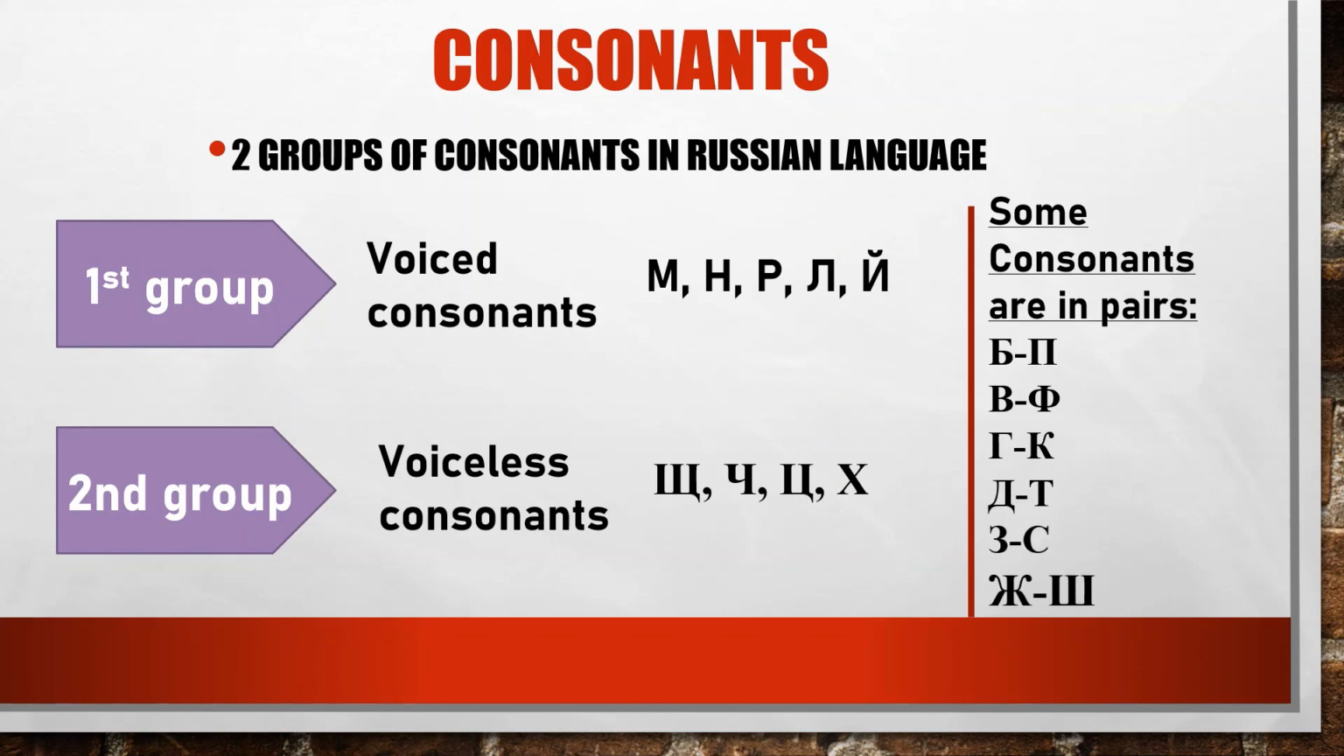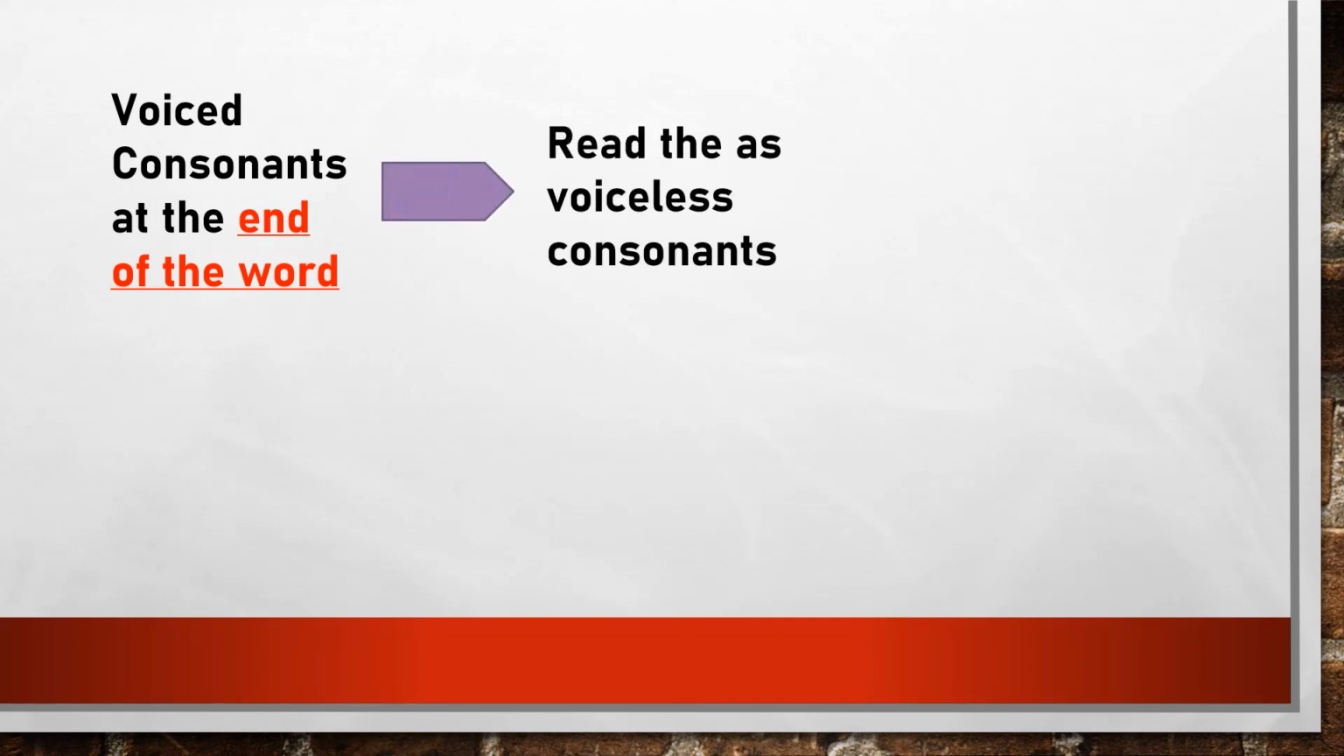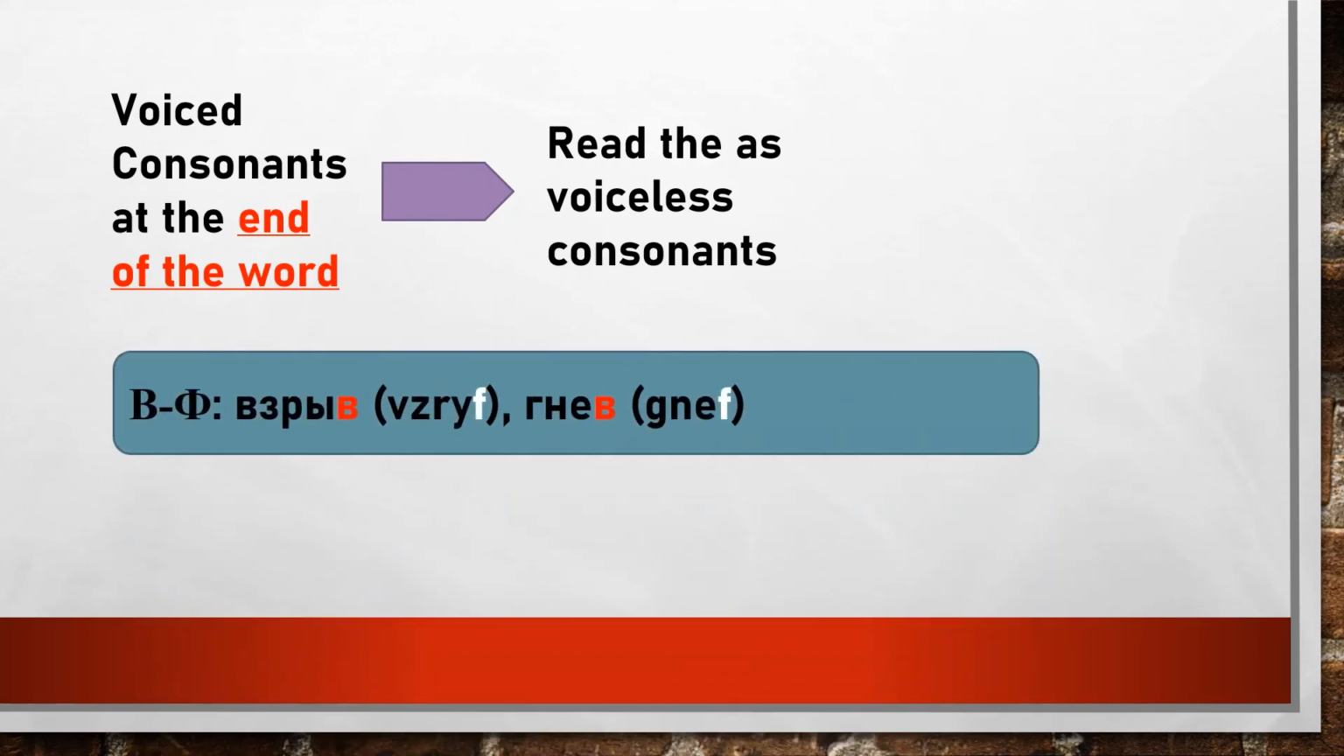And we're going to have a closer look now at why it is important to know that these consonants come in pairs. The voiced consonants that are written at the end of the word are always pronounced as voiceless consonants. Let's have a look at the first group. The voiced consonant B at the end of the word is pronounced as P, like in зуб, дуб, столб. V at the end of the word is pronounced as an F sound, like in срыв, гнев. G at the end of the word is pronounced as K, like in снег, друг. D at the end of the word is pronounced as a T sound, like in год, город. Z is pronounced as S, like in газ, заказ. Zh is pronounced as sh, like in муж, пляж.